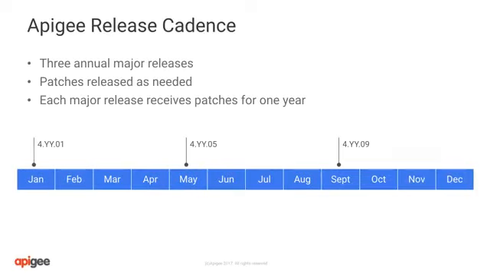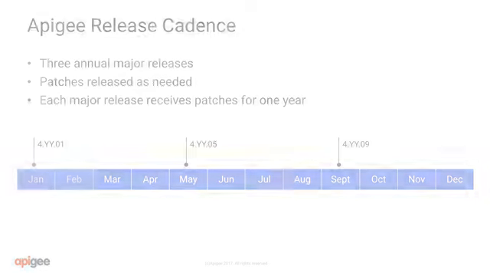There are 3 major Apigee software releases per year. They arrive in January, May, and September, and are numbered by year and month. The current architecture generation of the Apigee platform is 4, so the January of 2018 release would be named 4.18.01. A major release receives patches and updates for 1 year after release. They are released as necessary to fix bugs and vulnerabilities, but usually do not include new features.